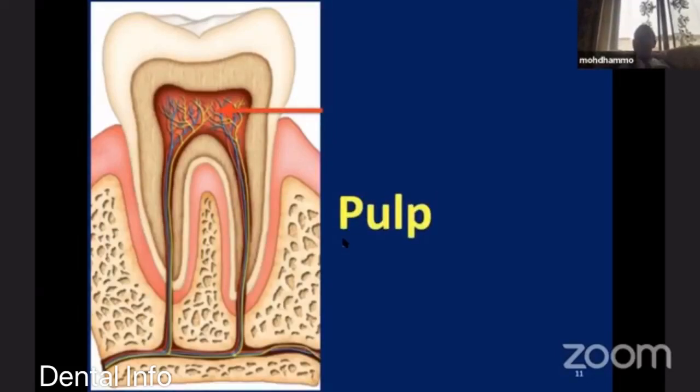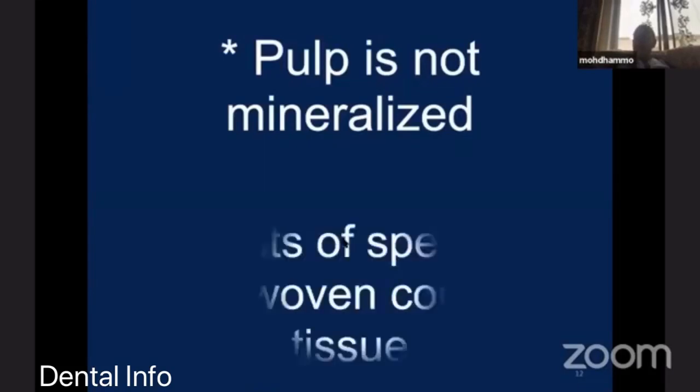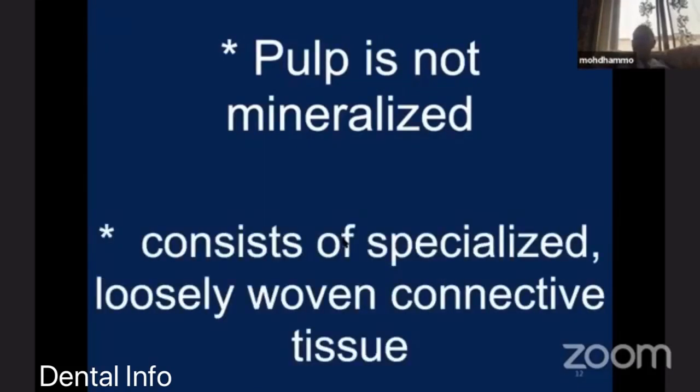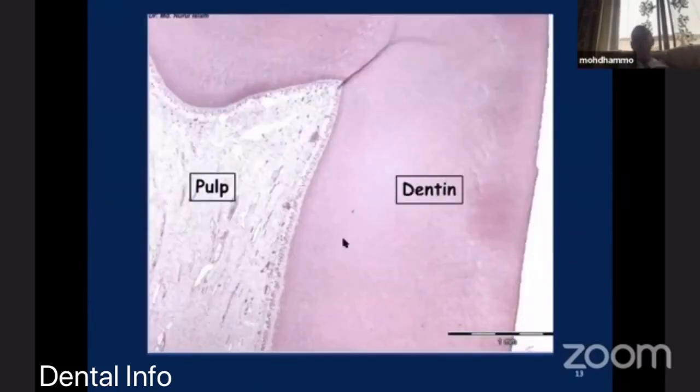Then the third part of the endodontium is the pulp, which is the non-mineralized part inside the tooth. Pulp is not mineralized, and it consists of specialized loose connective tissue. So here is a look at the pulp and dentin.